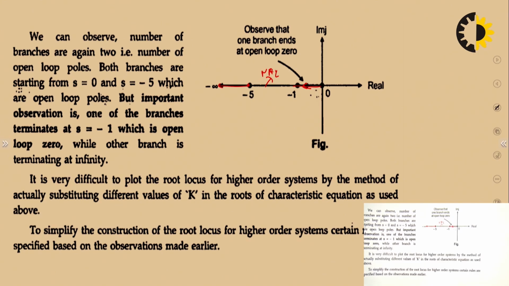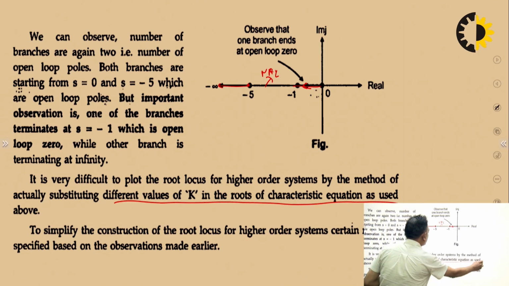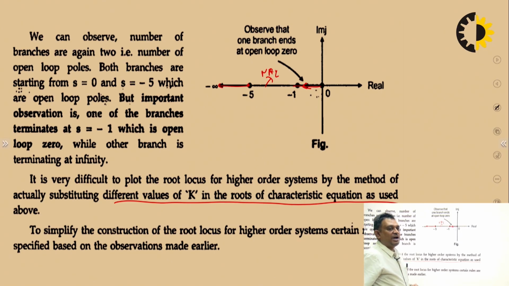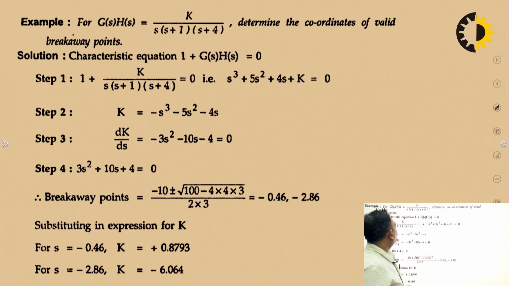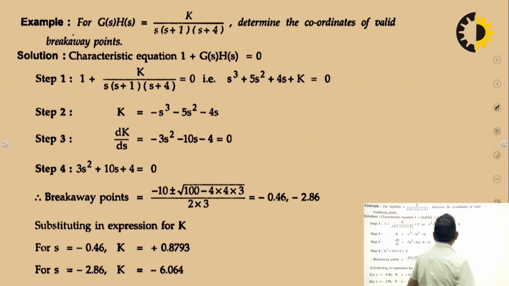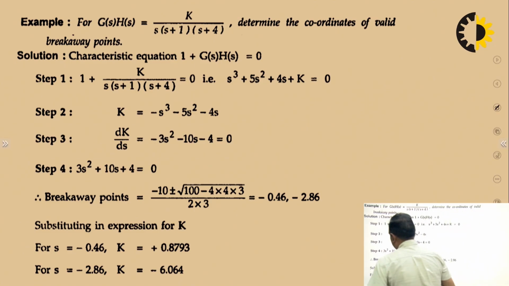It is very difficult to plot the root locus of a higher order system by the method of substituting different values of k in the roots of the characteristic equation as used above. To simplify the construction of root locus for higher order systems, certain rules are specified based on the observations made earlier. Okay, so we will use those rules to get the root locus. Out of those rules, one important thing is breakaway points. So in this particular question, we will see how we will obtain the breakaway points.